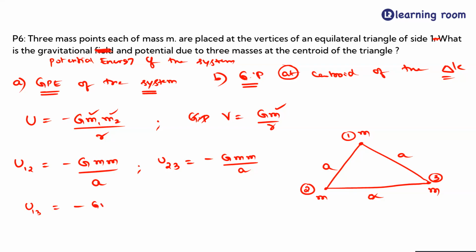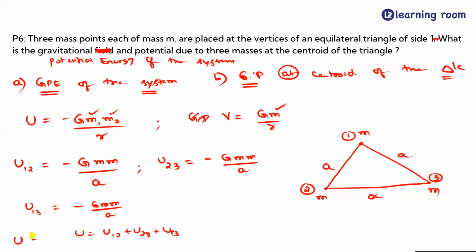It is minus G into M divided by A. So all the three are the same. So if I want to find the total potential energy, I will write U is equal to U12 plus U23 plus U13.